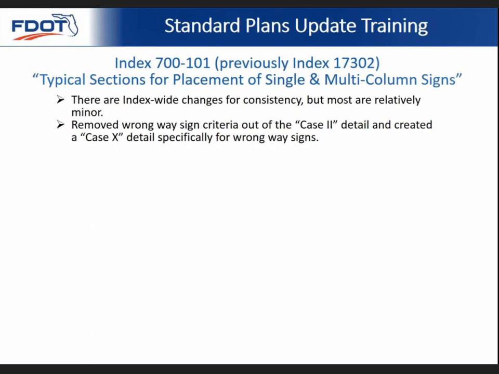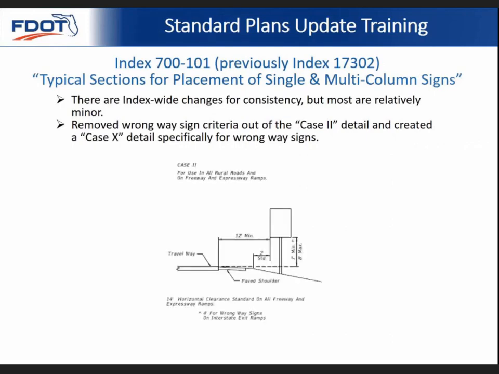Index 700-101, previously index 17302. Typical sections for placement of single and multi-column ground signs. There are index-wide changes for consistency, but most of these changes are fairly minor. The wrong way sign criteria was pulled out of the case 2 detail, and a specific detail has been created for these wrong way signs as case 10.